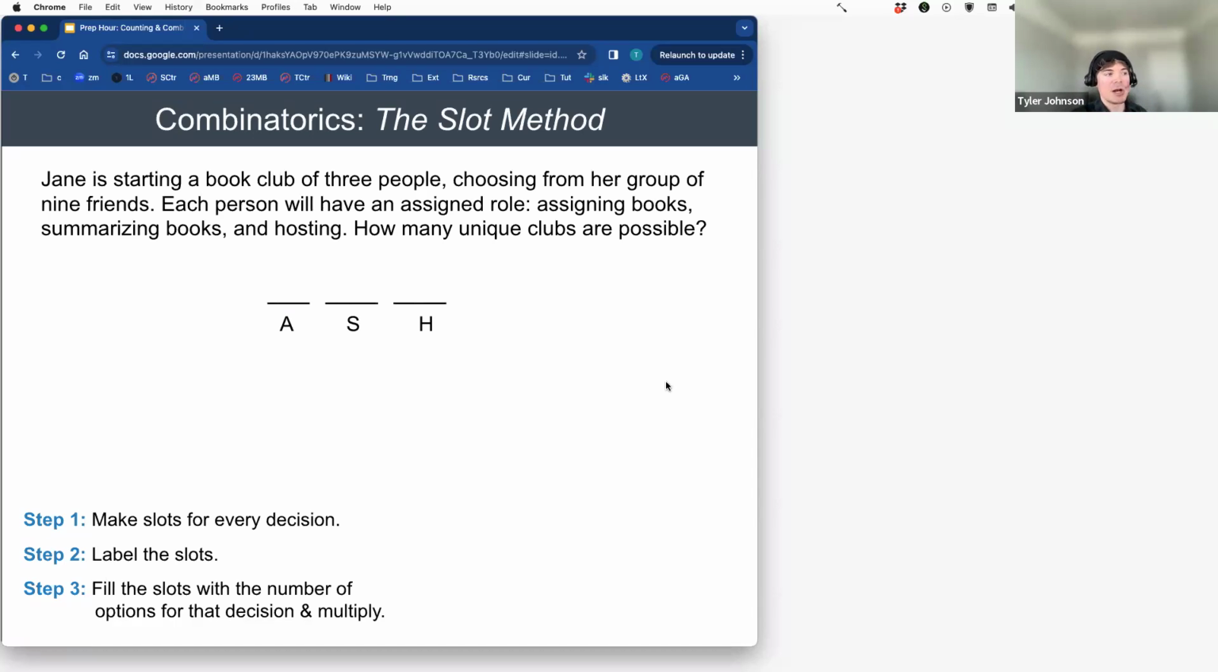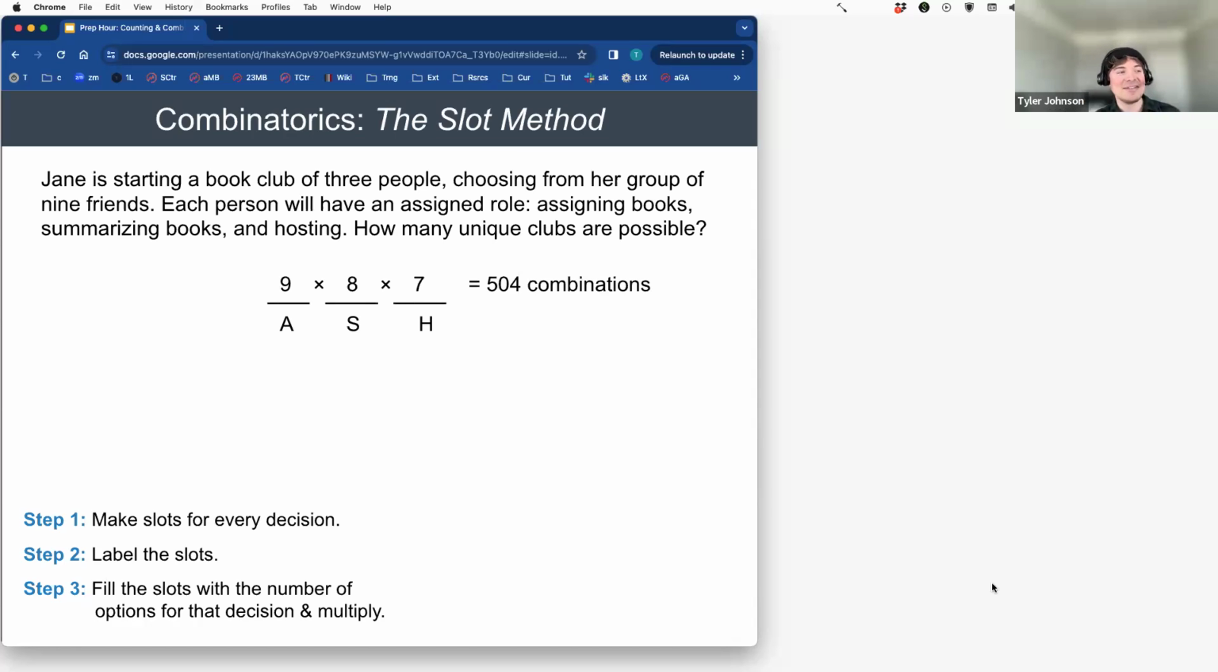Third step is we're going to populate those slots from our selection pool. So we have a group of 9 friends that we're starting with. So my first choice, I have 9 people, and then it's going to be reduced every time I make a selection from that pool. So I have 9, 8, and 7. And then applying that fundamental counting principle, you're just going to multiply those numbers together. So here we'd have 504 potential combinations.